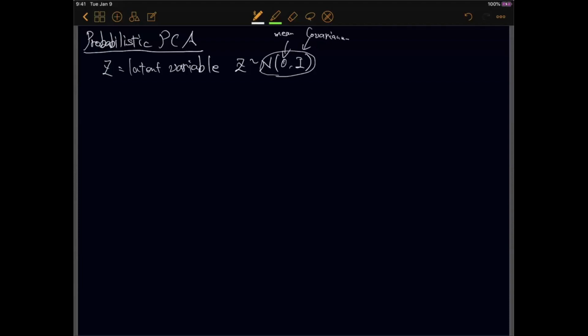Let's say the probability density function of Z is a standard normal distribution, and we can define the conditional distribution of X given Z. X is also a random variable. X is supposed to be observed, but Z is not observed. That's why Z is called a latent variable.